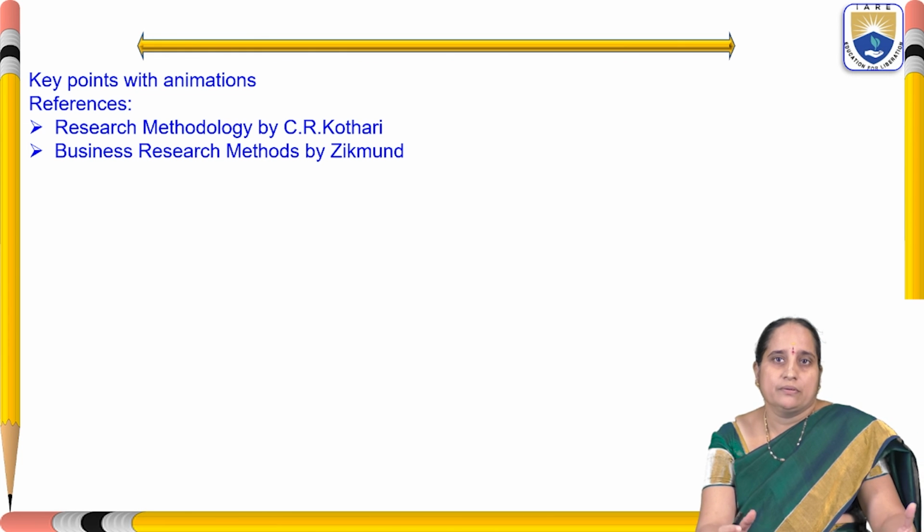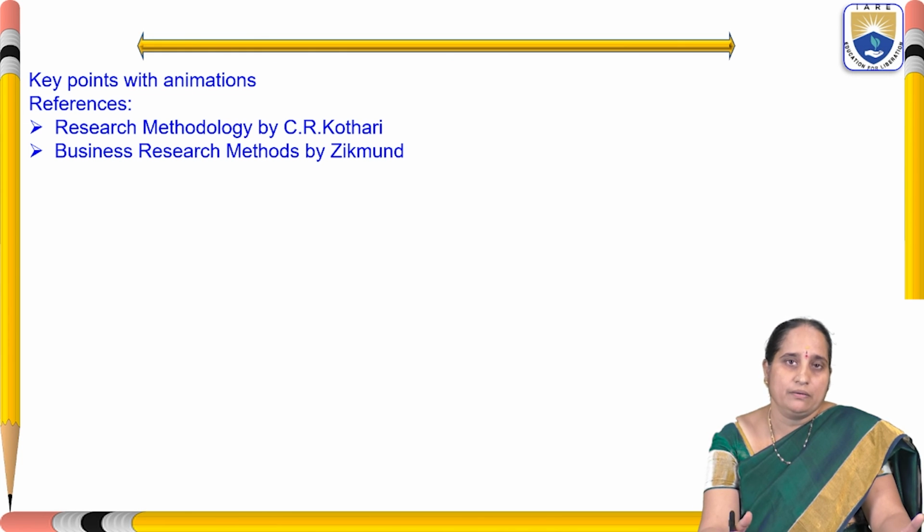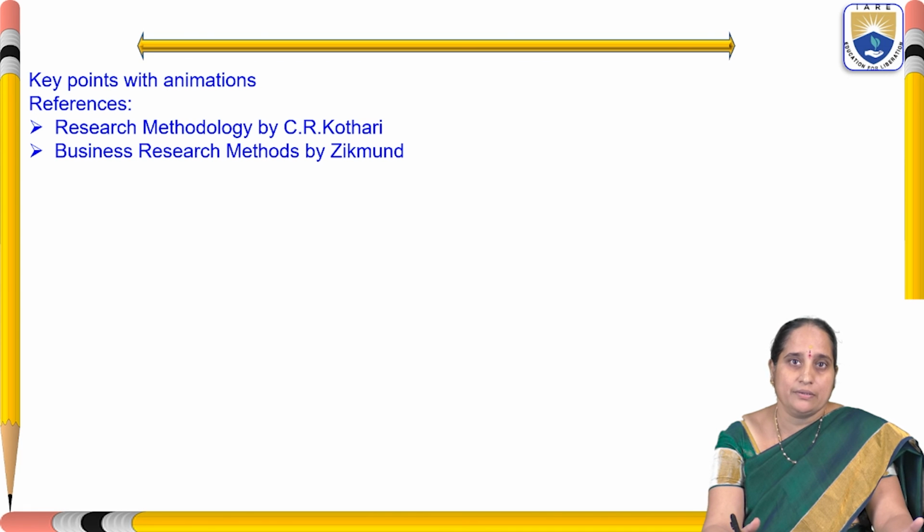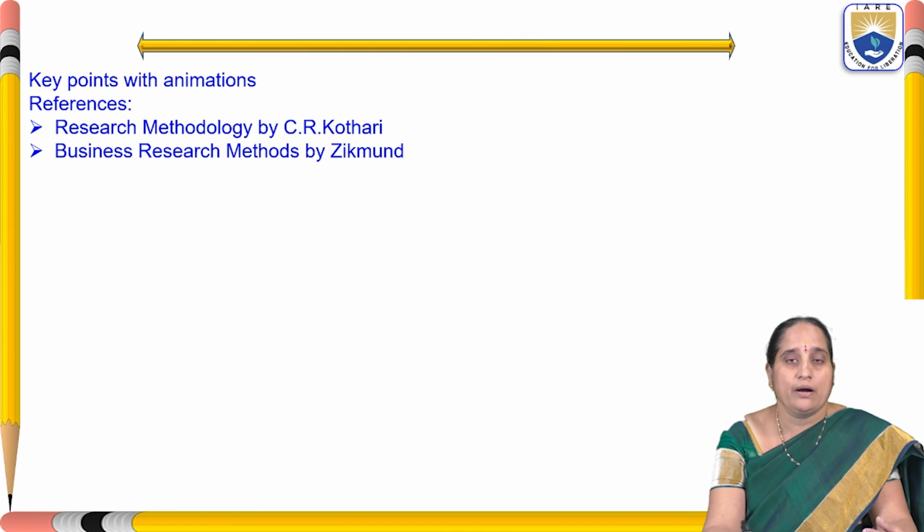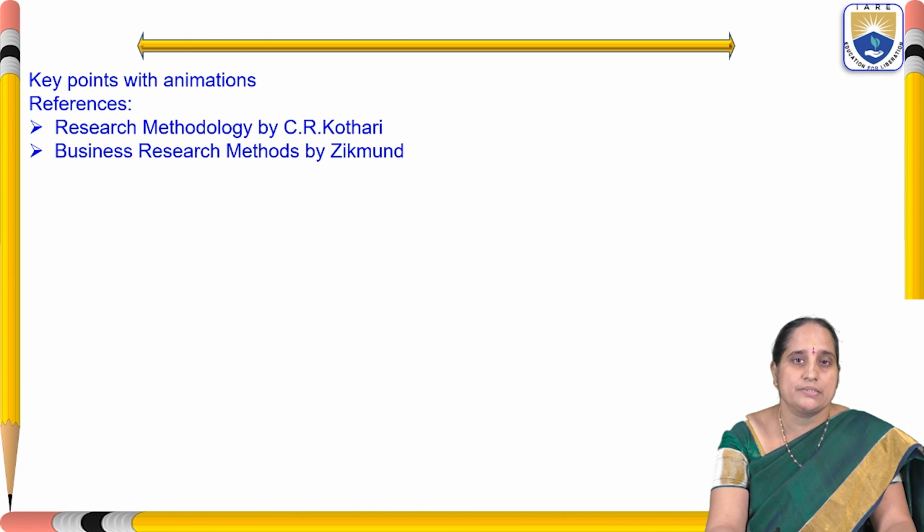So the key points at the end of the particular topic, once again the outcome is that the learner will be able to understand the various steps involved, how to carry out the research process, how to collect the data, how to analyze the data and how to draw the samples. Everything they can understand with this research process. I have taken the references: Research Methodology by C.R. Kothari, and another one is Business Research Methods by Zikmund.